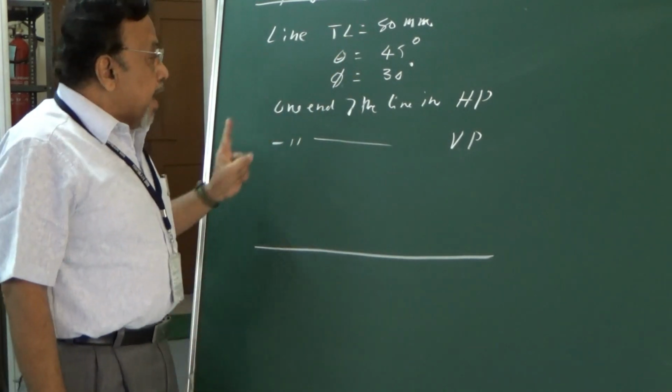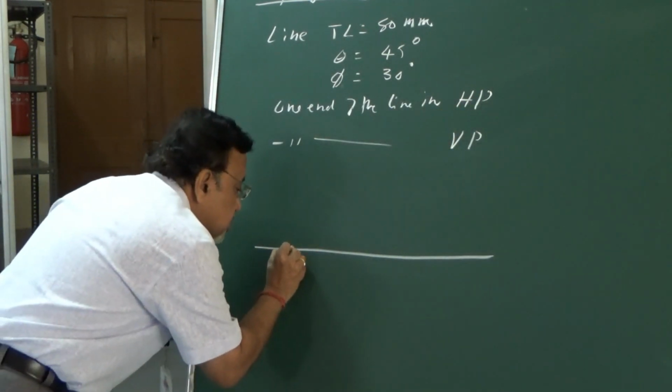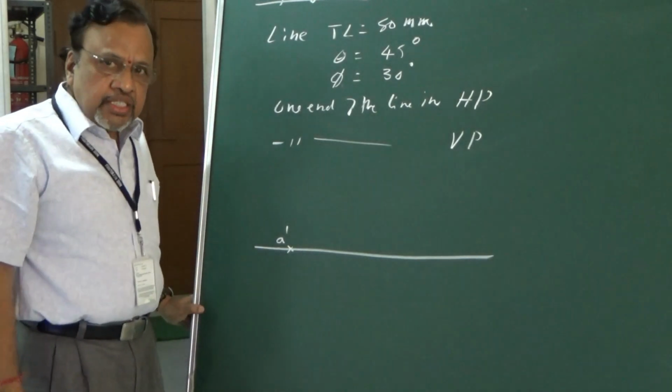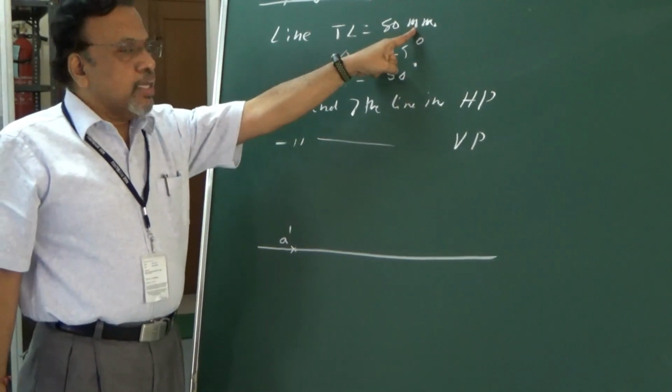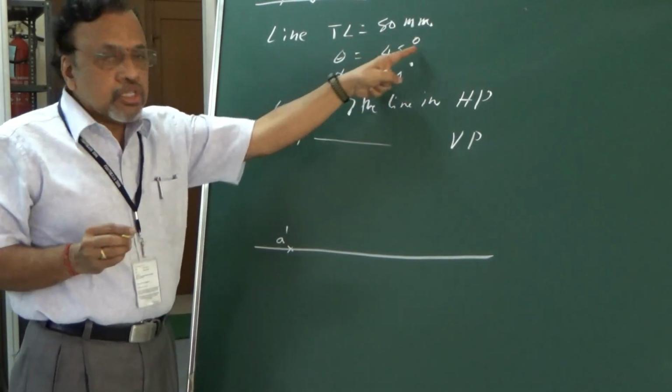It is given that end A is in HP. What do we mean by that? That is, A dash will be on X1 itself. I will get this point to be A dash. Then I know the TL. So TL is 80 mm and its corresponding inclination, theta, is 45 degrees.